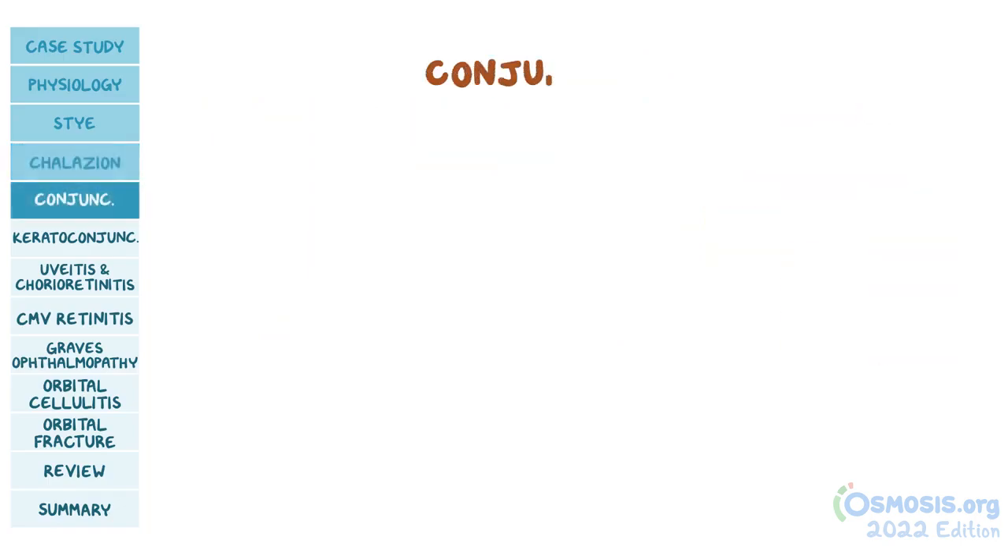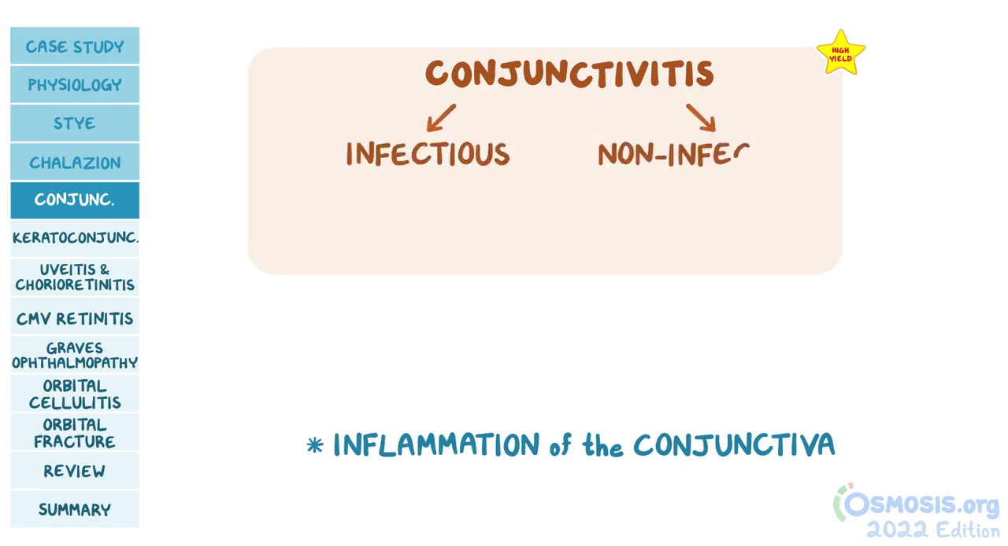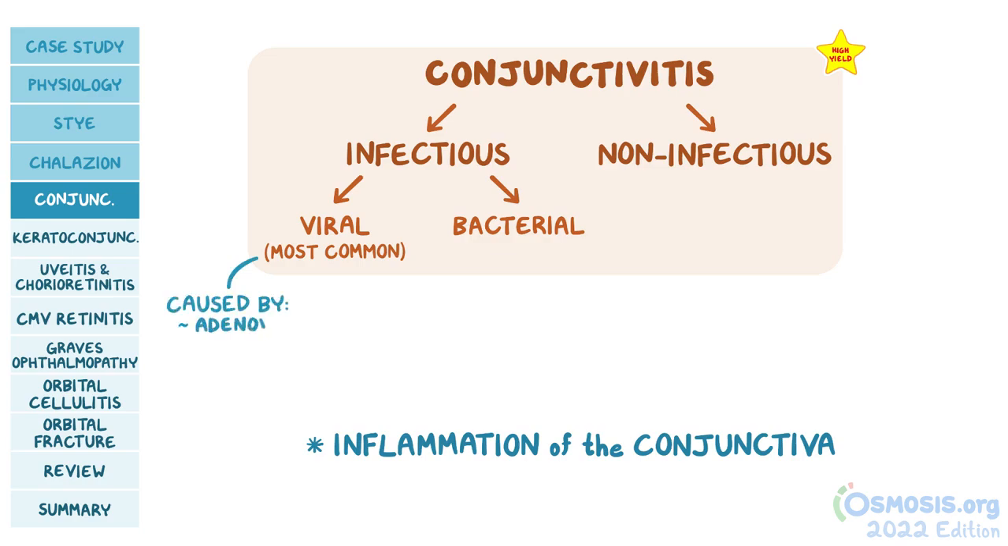Next is conjunctivitis, which is inflammation of the conjunctiva. For your exams, remember that there are two main types of conjunctivitis, infectious and non-infectious. Infectious conjunctivitis can be further divided into viral and bacterial conjunctivitis. Viral conjunctivitis is the most common one and is typically caused by adenovirus, but can also be due to herpes simplex virus or varicella zoster virus.